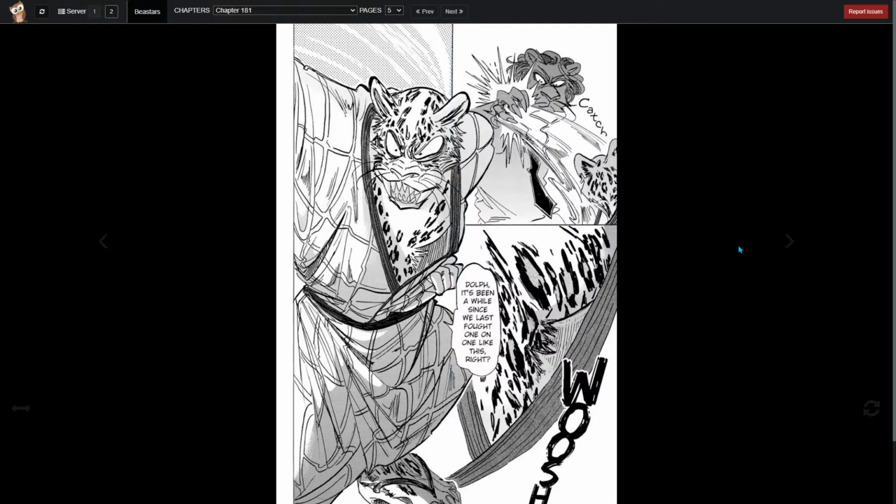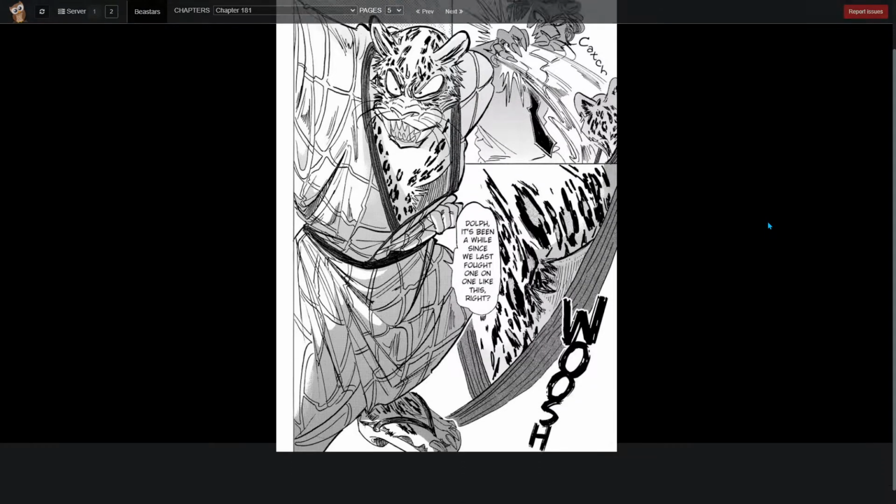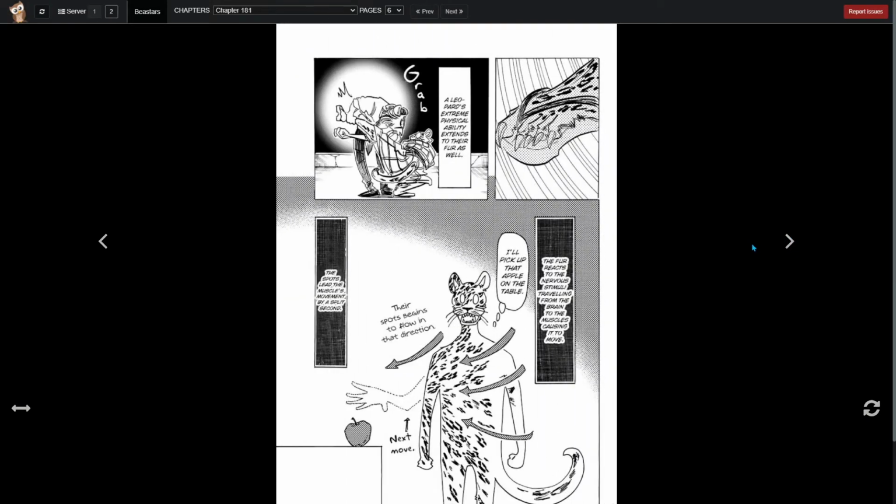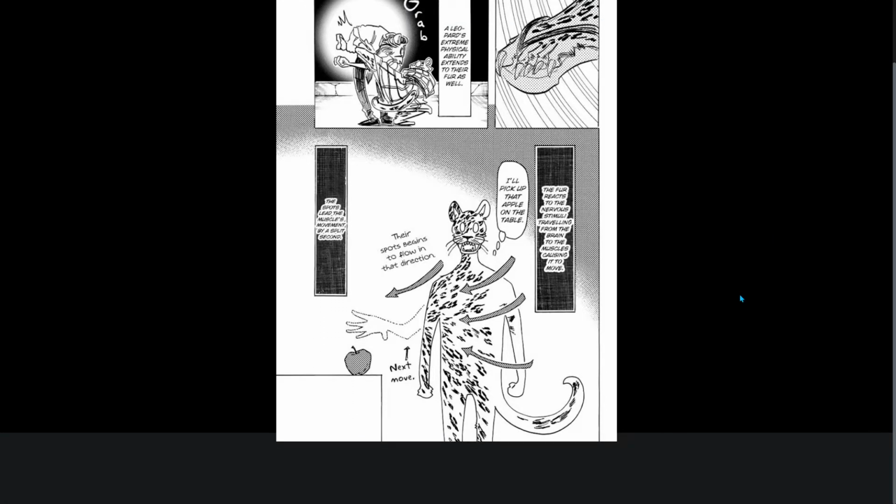Dolph, it's been a while since we last fought one-on-one like this. A leopard's extreme physical ability extends to their fur as well. The fur reacts to the nervous stimuli traveling from the brain to the muscles causing it to move. I'll pick up that apple on the table. Their spots begin to flow in that direction. The spots lead the muscles' movements by a split second.